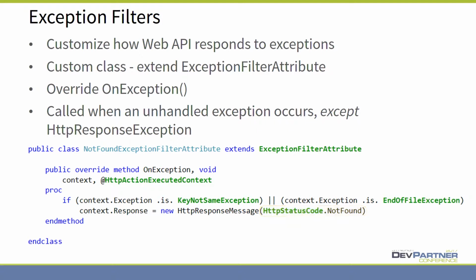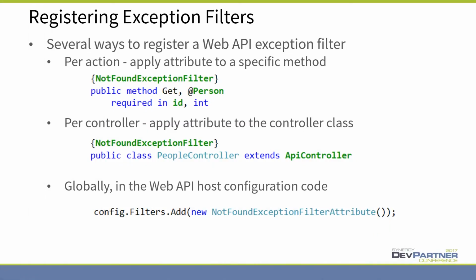So now, if our Synergy code throws a key not same or an end of file, it will automatically get turned into a 404 going back to the client, and we don't need to provide any specific code to do that. Once we've got an exception filter, we can plug it into the pipeline.